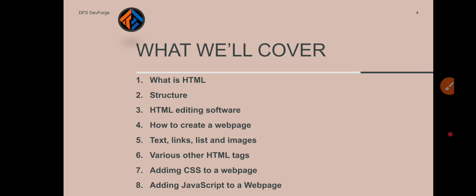All right, so we're looking at how to create a web page, how to embed text, links, lists, images, various other HTML tags, and adding CSS to your web page. CSS gives the page color, the styling, how to make the page more refined. And lastly, we're looking at adding JavaScript to your web page. We won't really be touching JavaScript in this particular series, but in another series I will talk about how to add JavaScript. But we're going to run a little JavaScript on this page.